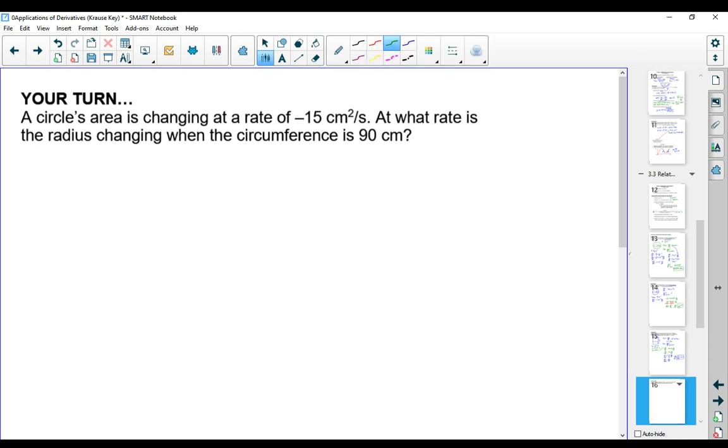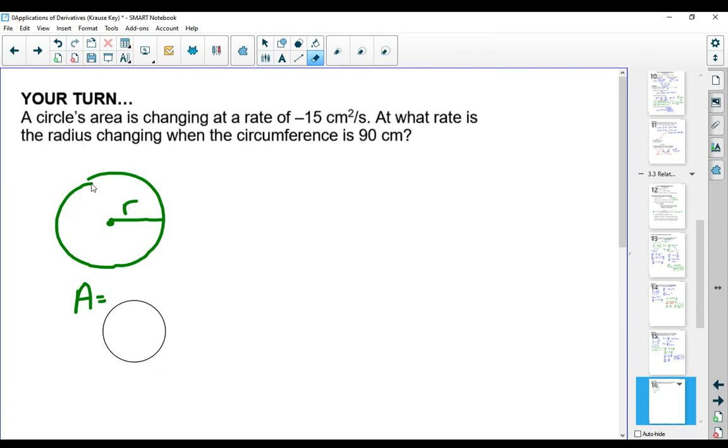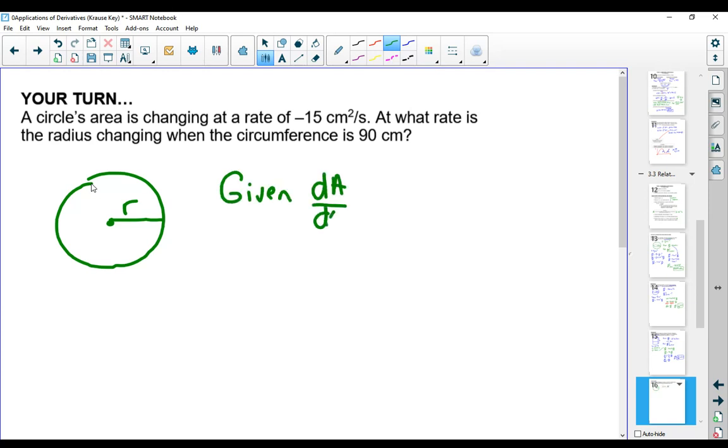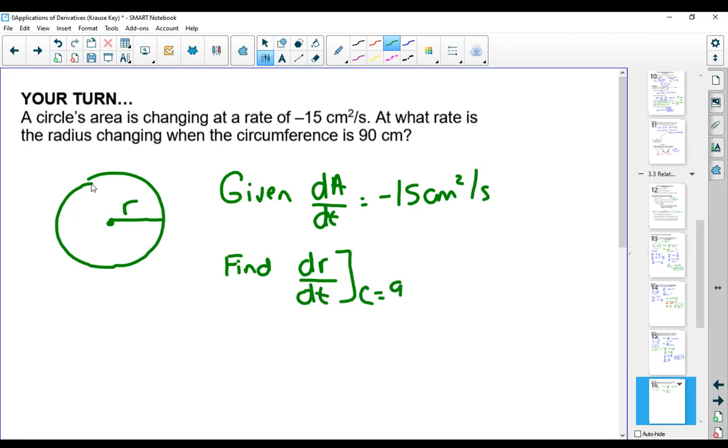All right, so looking at this question, we're talking about a circle, and we're talking about the area of the circle changing at a rate of negative 15 centimeters squared per second. So A is area, r is radius. We're also talking about circumference in here, so we're going to have to look at our circumference formula. First of all, look at what we're given. We're given that the change in area with respect to time is negative 15 centimeters squared per second. And we're being asked to find the rate of change for the radius. So we're being asked to find dr/dt. And we're asked to find that when the circumference equals 90 centimeters.